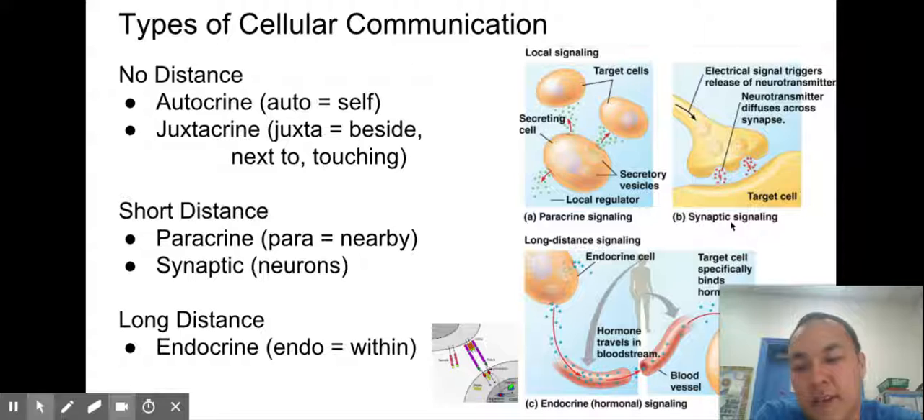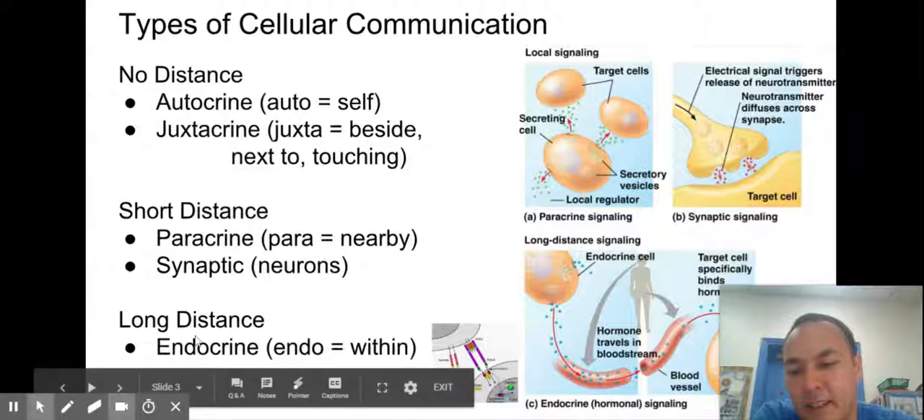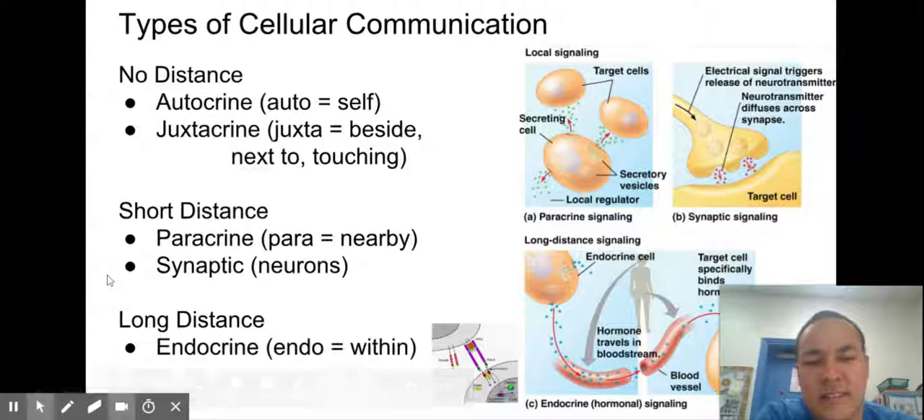So there's various forms of cellular communication. It's called your PJs, get it? Paracrine, endocrine, autocrine, juxtacrine, and synaptic. You don't need to memorize these terms. They're pretty self-explanatory. Auto meaning self. It's going to stimulate itself.